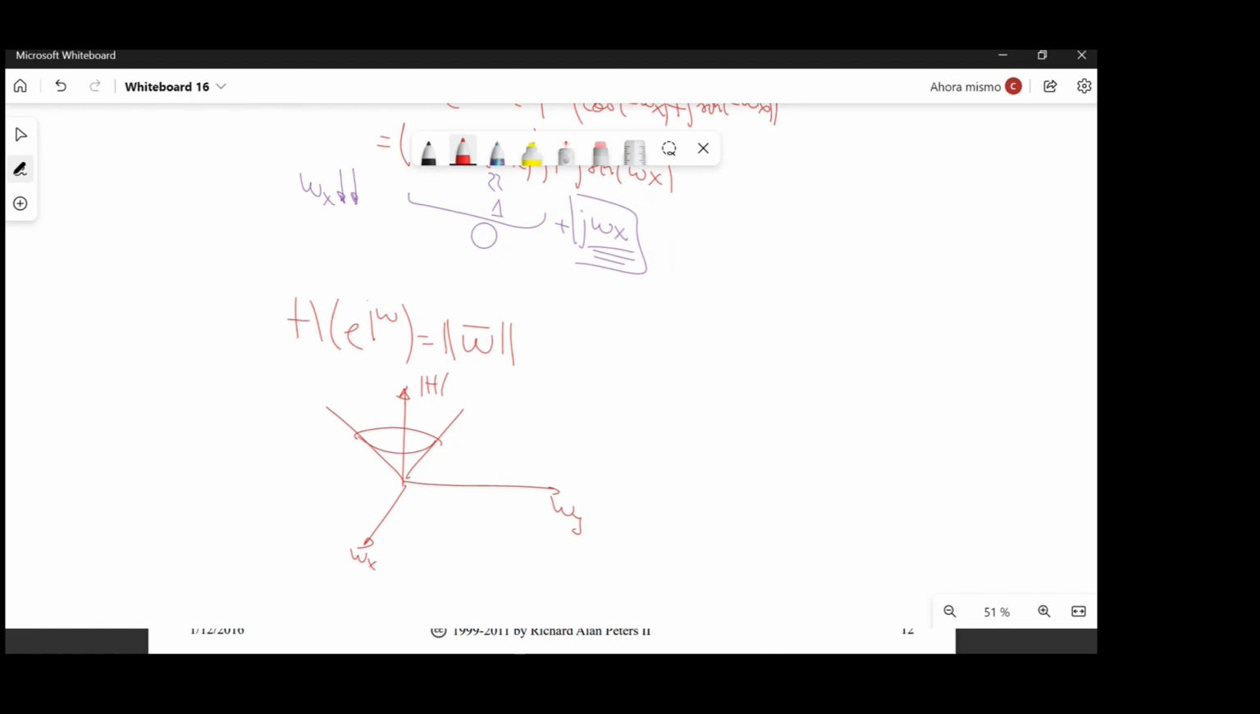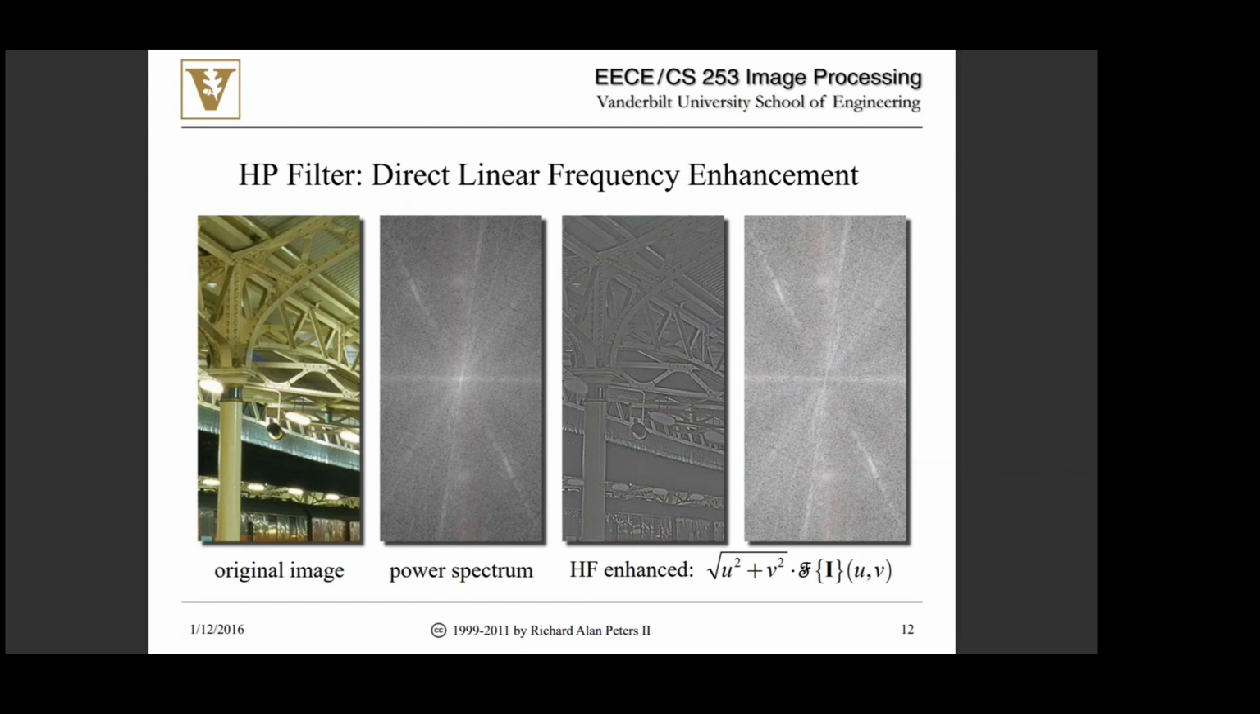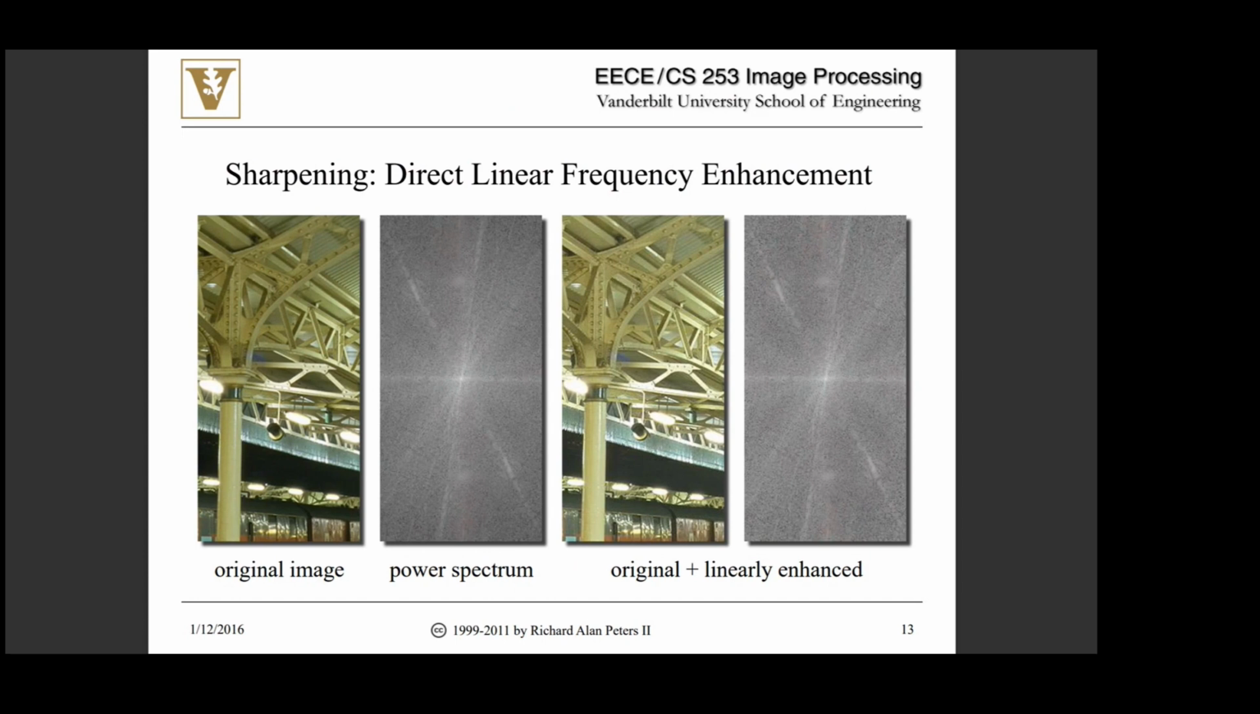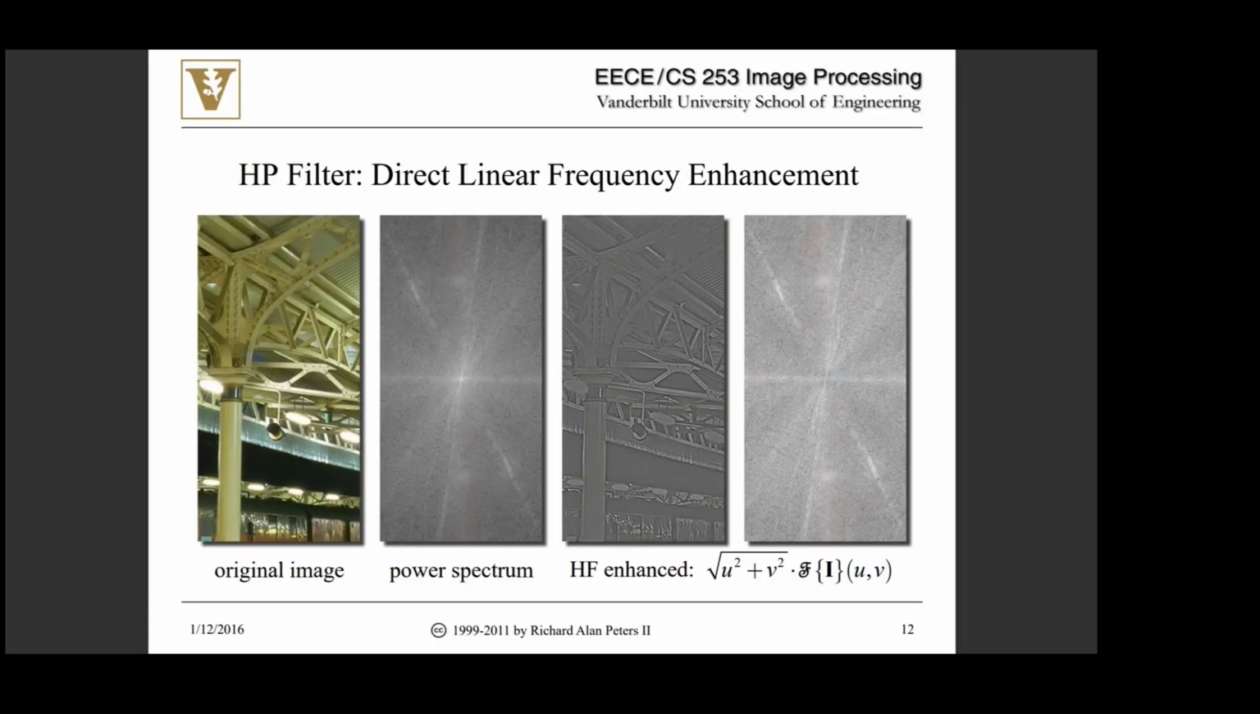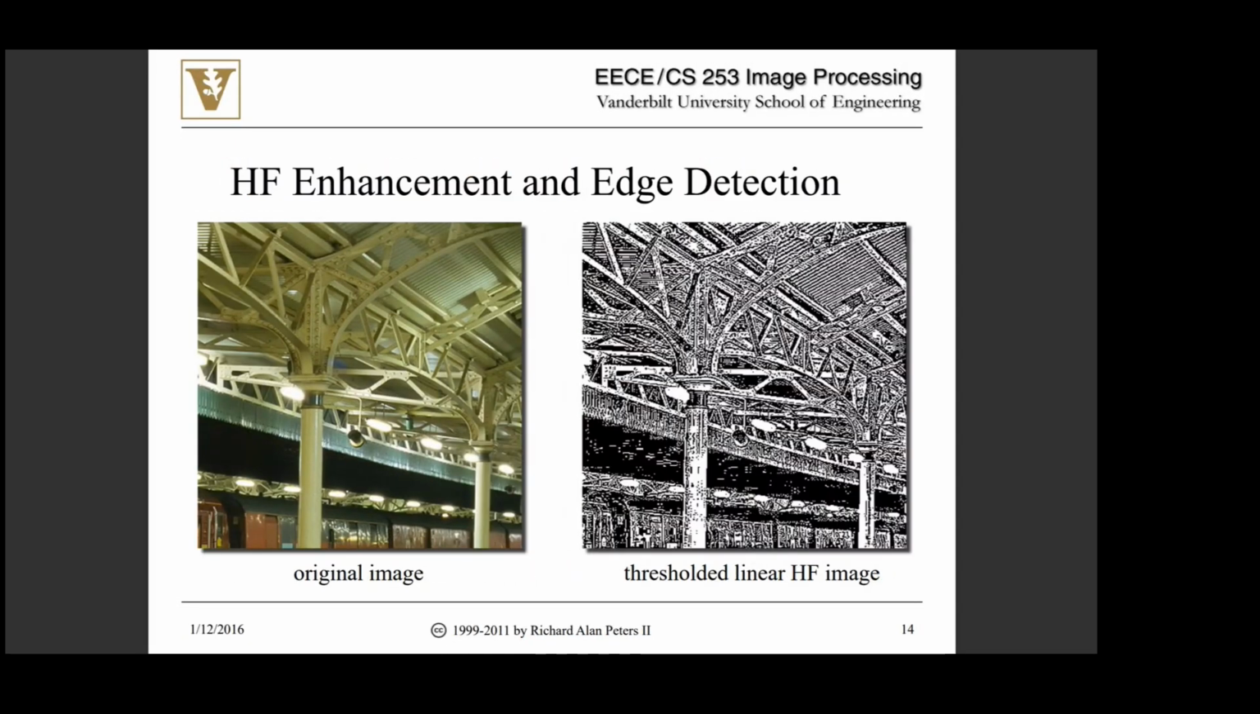Okay, good. This is the module of your frequency. So now you can take the original image, compute the power spectrum, multiply it by this filter, and do the inverse Fourier transform. And this is what you get. And now you can add it to the original. And you can put thresholds if you want. So you can put a threshold on this image, on the high-pass filter. This HF is a high-pass filter. And then you can detect your borders.